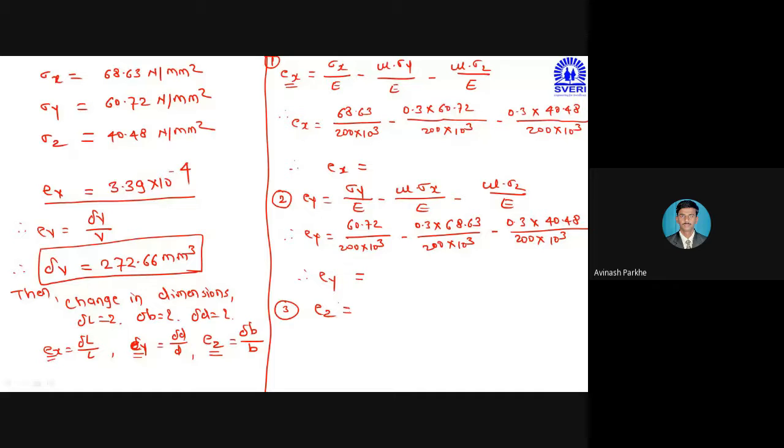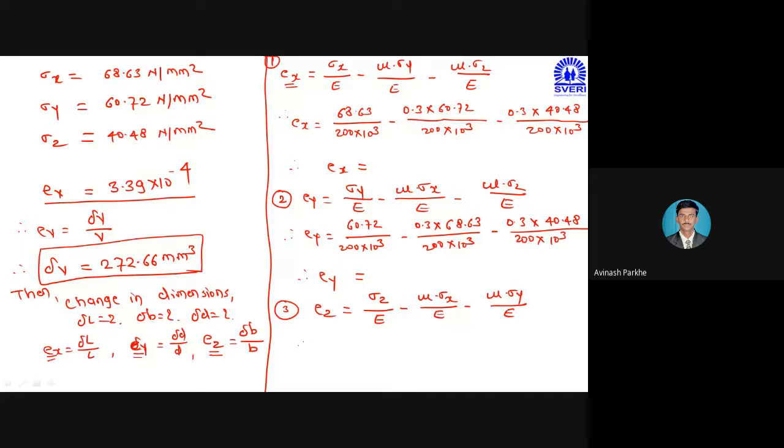Third, epsilon z. Epsilon z means the force is applied in z direction, means the linear strain is developed in z direction, means sigma z upon E. This is the linear strain. It is positive because it increases, and in the remaining two directions x and y there is a lateral strain, therefore minus mu into sigma x upon E minus mu into sigma y upon E.